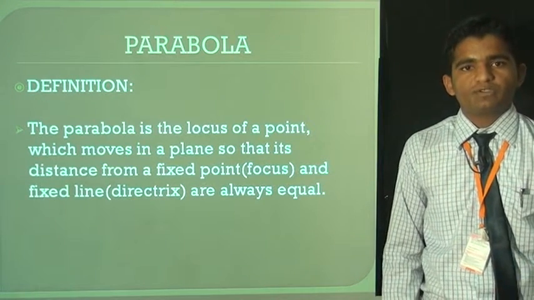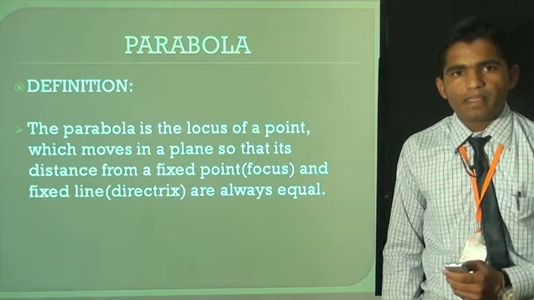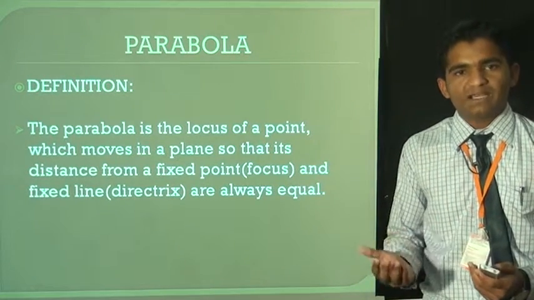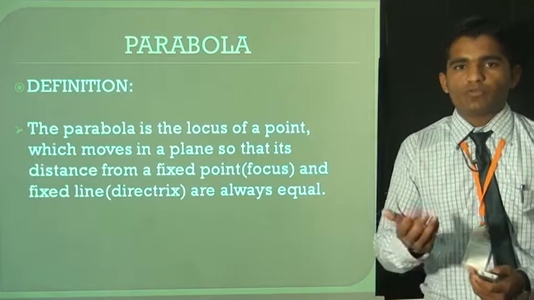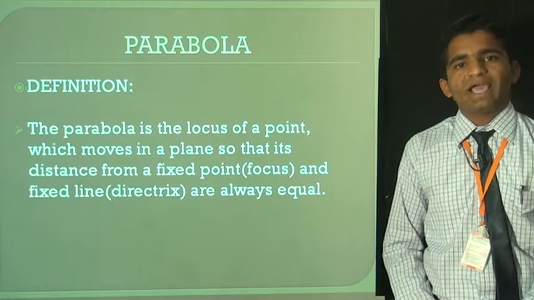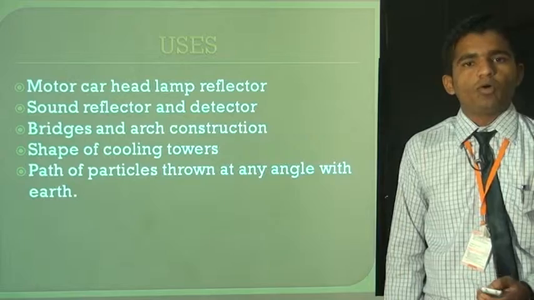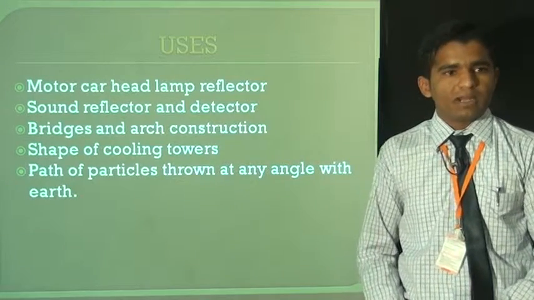So for the parabola, eccentricity is always constant. Suppose we have the distance of the moving point from the focus 25 mm, and the distance from the fixed line, meaning directrix, 25 mm. So 25 by 25 is equal to 1. So for the parabola, eccentricity is always equal to 1. Now let's move on to uses of the parabola.